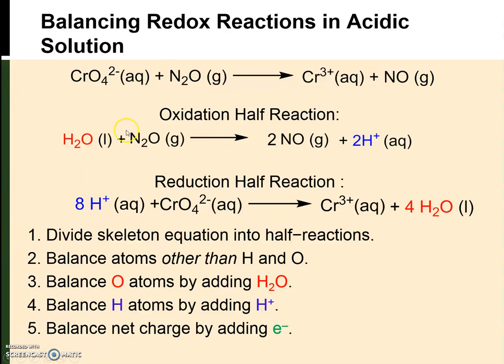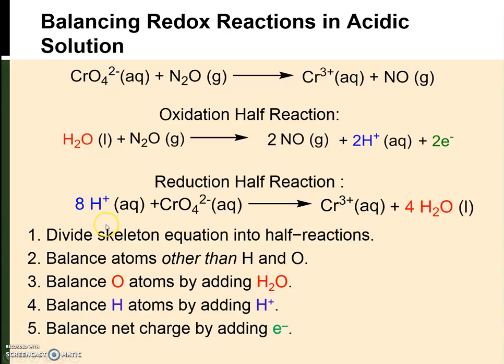So let's start by looking at the oxidation half reaction. We want to determine what the charge is on each side of the reaction, and then decide how many electrons we need to add in order to balance out that charge. In the reactants, we just have 2 neutral molecules, so the charge is 0 overall. In the products, we have a neutral molecule and 2 protons, so the charge is 2+ overall. So in order to balance that charge, we would add 2 electrons to the products so that we have neutral charges on both sides of the equation.